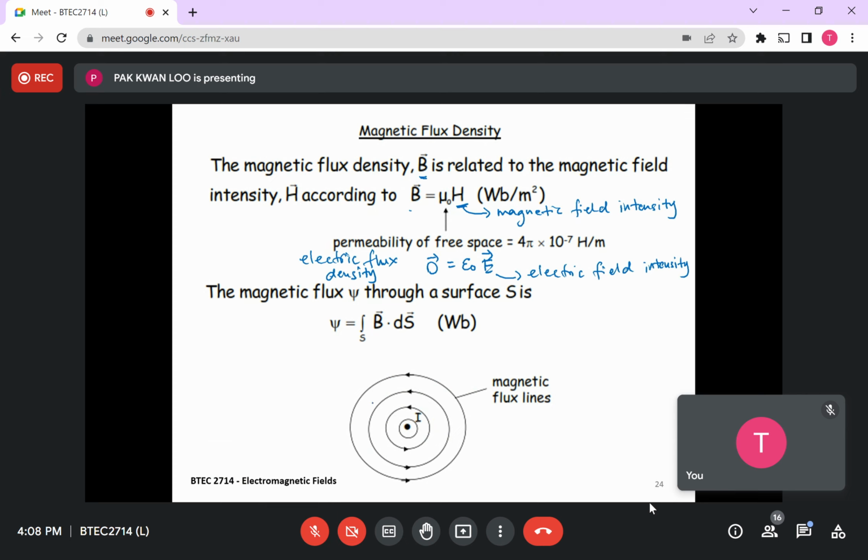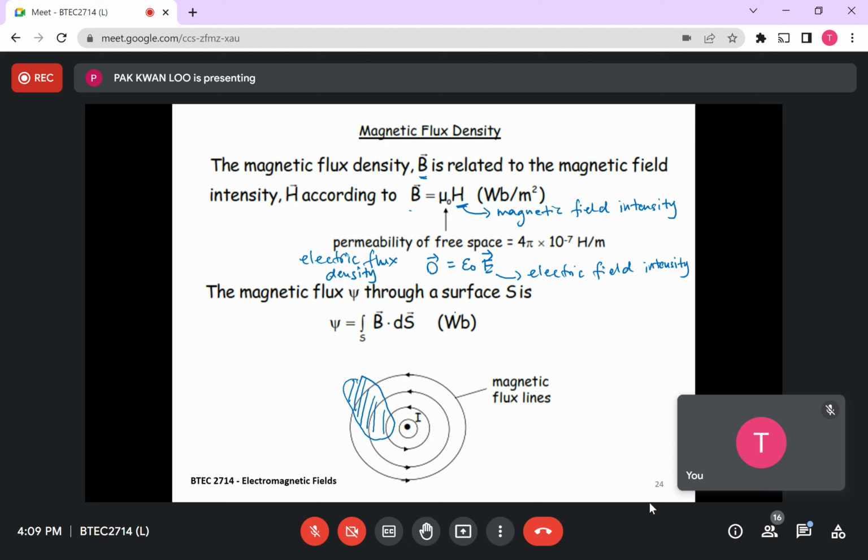If I define a surface like this, so this is a surface, then the number of flux lines that pass through the surface gives us the magnetic flux. Of course, if we are dealing with the magnetic field, we call this the magnetic flux. If we're dealing with the electric field, then this is called the electric flux. One is in Weber. Another one is in what?